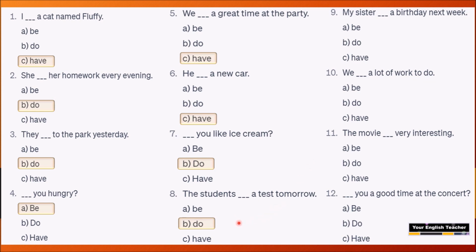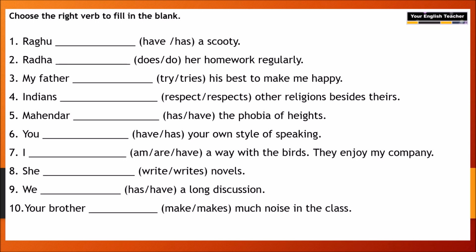In the ninth case, my sister dash a birthday next week. So my sister has a birthday next week. Then we dash a lot of work to do. We have so much work to do. The movie dash very interesting condition. So we need a be verb. The movie is very interesting. Is is a be verb.